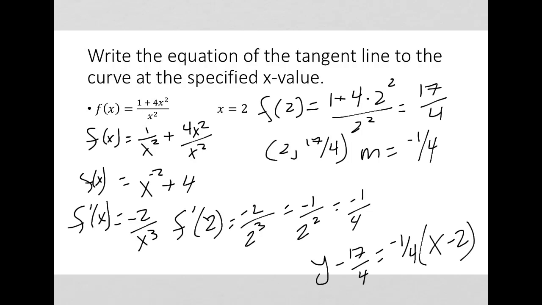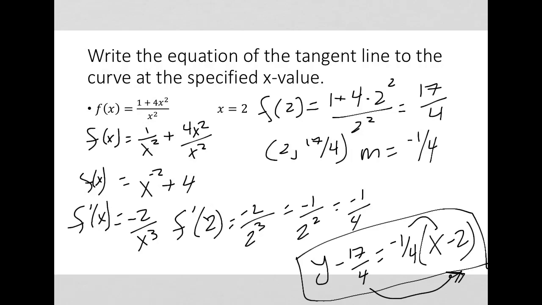So that is the gist of writing the equation of a tangent line. You should definitely also be able to get the equation in slope-intercept form. So add the 17 fourths to both sides, distribute that in, and simplify stuff. I'm pretty sure you should get y equals negative 1 fourth x.